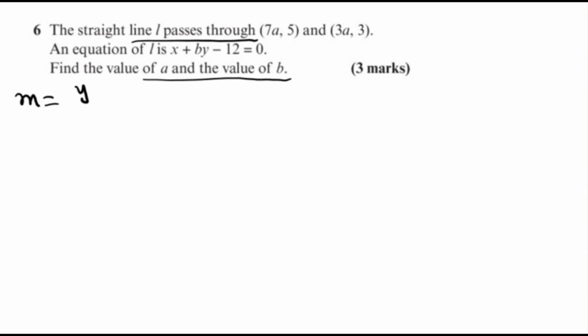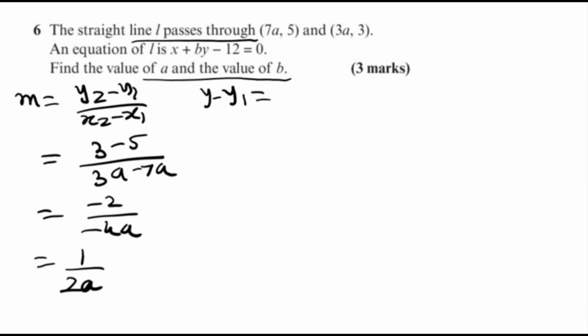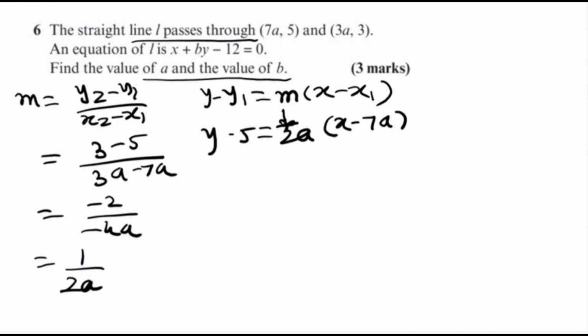So m is equal to y2 minus y1 over x2 minus x1. So our y2 is 3 minus 5 over 3a minus 7a. So minus 2 over minus 4a. So our gradient is 1 over 2a. Now we are finding the equation of line. y minus y1 is equal to m into x minus x1. So y minus 5 is equal to the gradient 1 over 2a times x minus 7a.